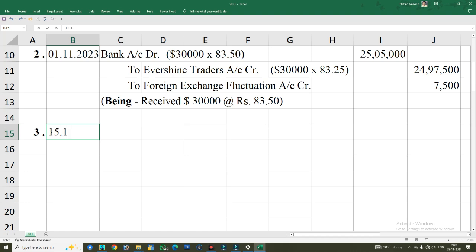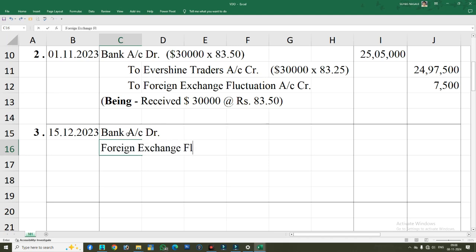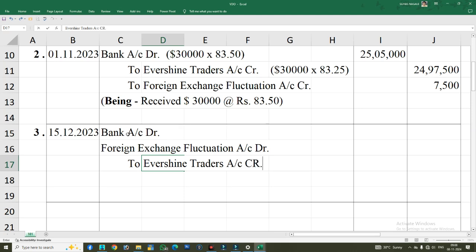Date is 15 December 2023. This is a receipt transaction, so bank account debit. Then loss is always debit, same accounting head: foreign exchange fluctuation account debit, to the party Evershine Traders account credit.